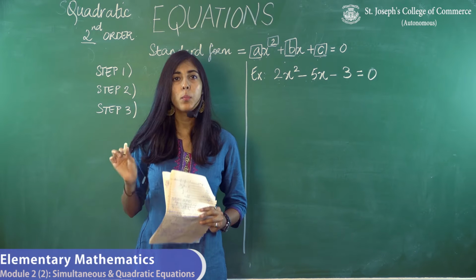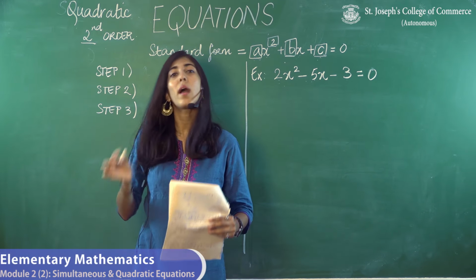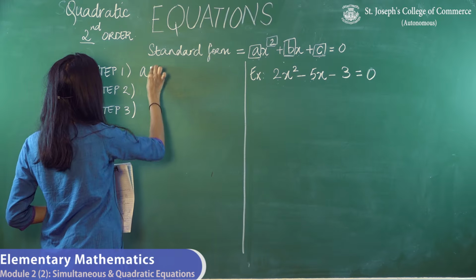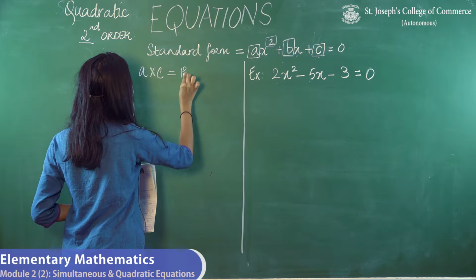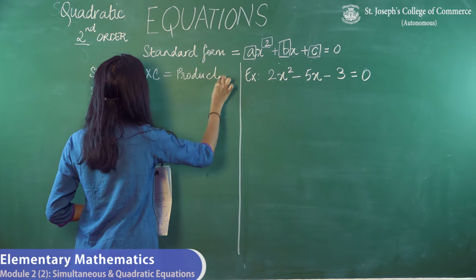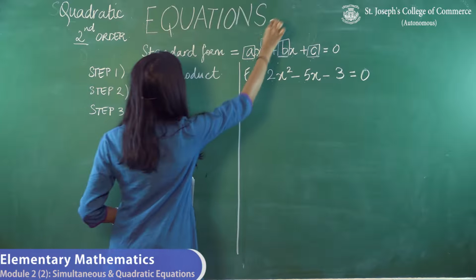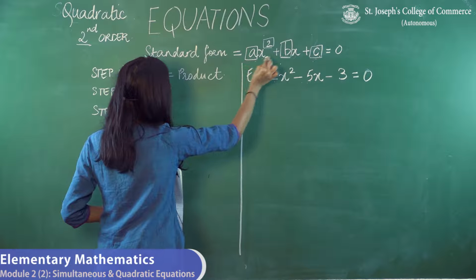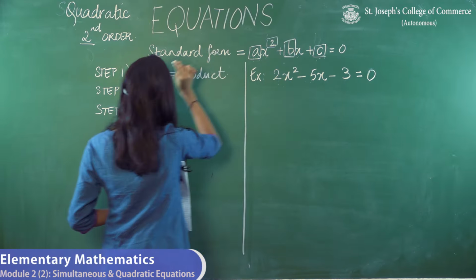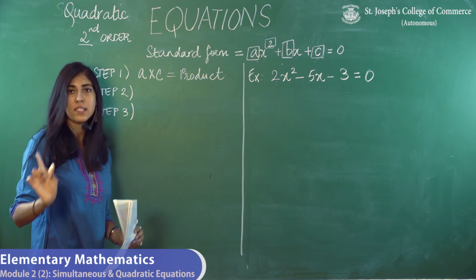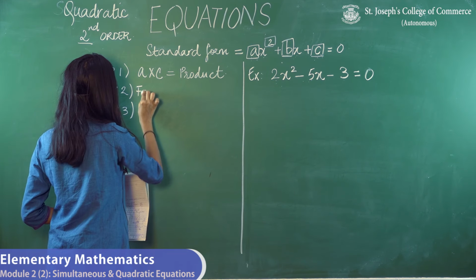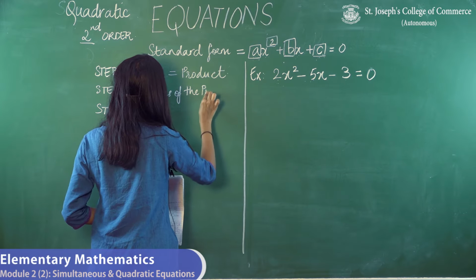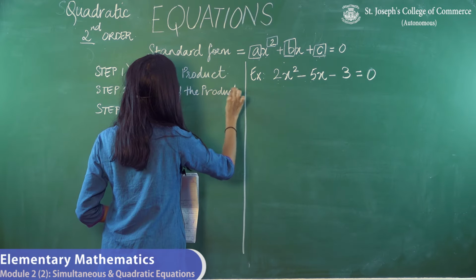The next step would be, in order to solve the equation, you have three particular steps. The first step would be to find the product of a and c. This is called the product of the equation. Product is a into c. So you multiply the coefficient of x square and the constant in order to find the product. A into c will be the first step. The second step would be to find the factors of the product.